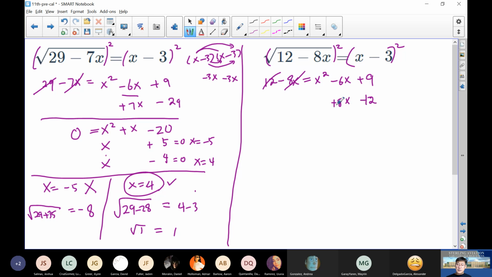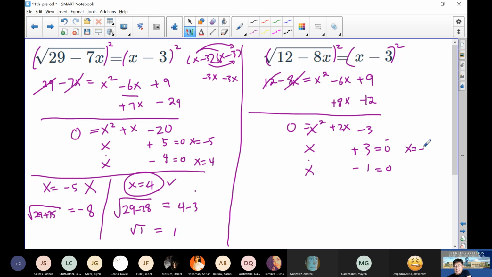Plus. So positive become negative, negative become positive, right? So 2x minus 3. Now look, x times x. What times what is 3? Subtract gives you 2, which is 3 and 1. Now we're making 0, right? To get the solution, x equal negative 3, x equal 1.